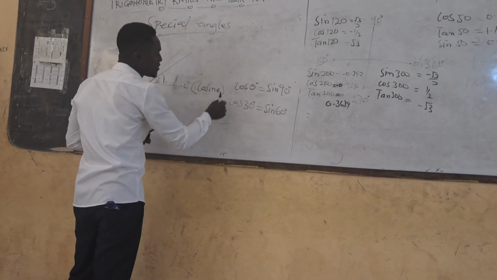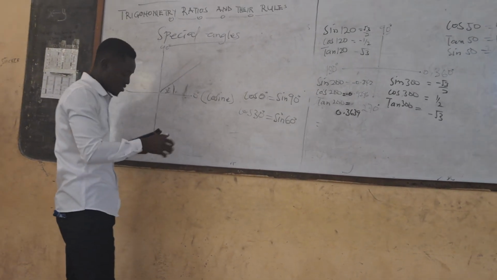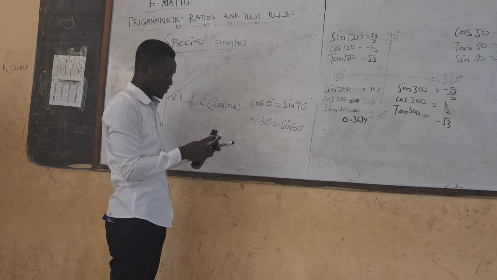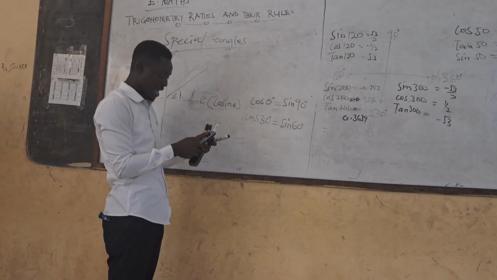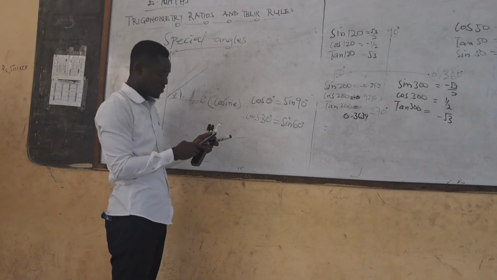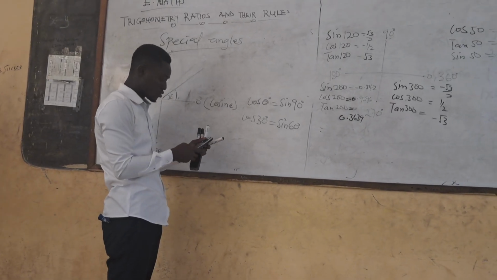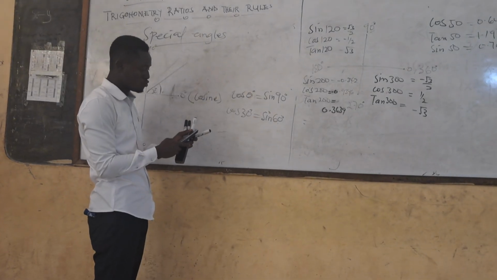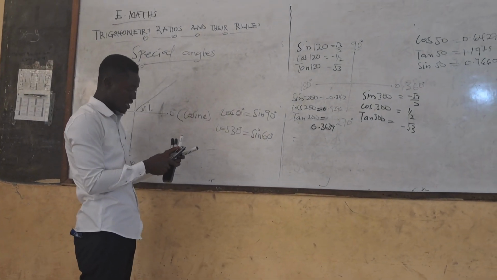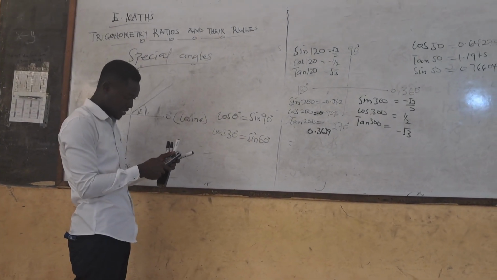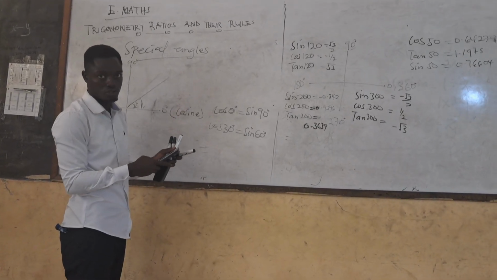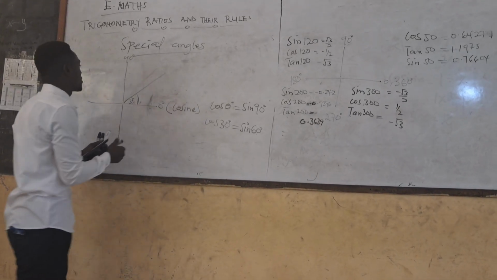So if I point on the calculator, cos 0 is 1. If you point sine 90, which is also 1. Point cos 30 is root 3 on 2. If you point sine 60, which is also root 3 on 2. You can as well come to this side.